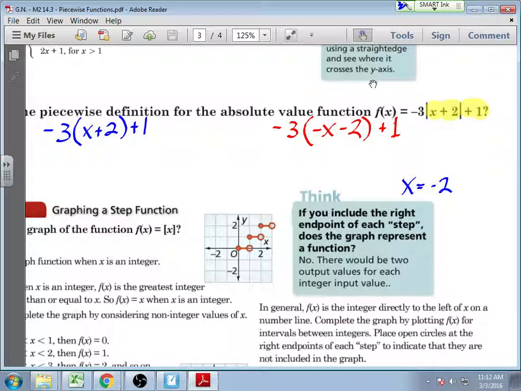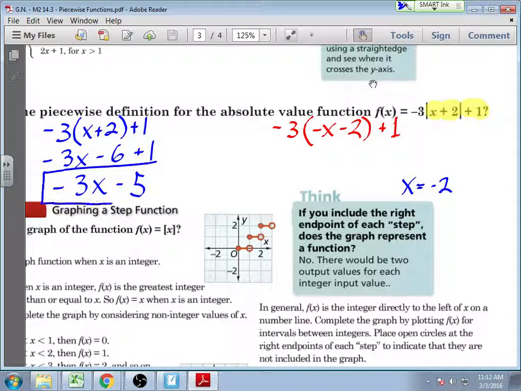Now this -3 out front, your compression factor, does not change where your vertex is. So it has no effect. So we know that my domain is broken at -2. When I distribute this, what do we get? What'd you get? -3x minus 5, right? And then we'll determine what we want the domain to be for that. X has to split there.